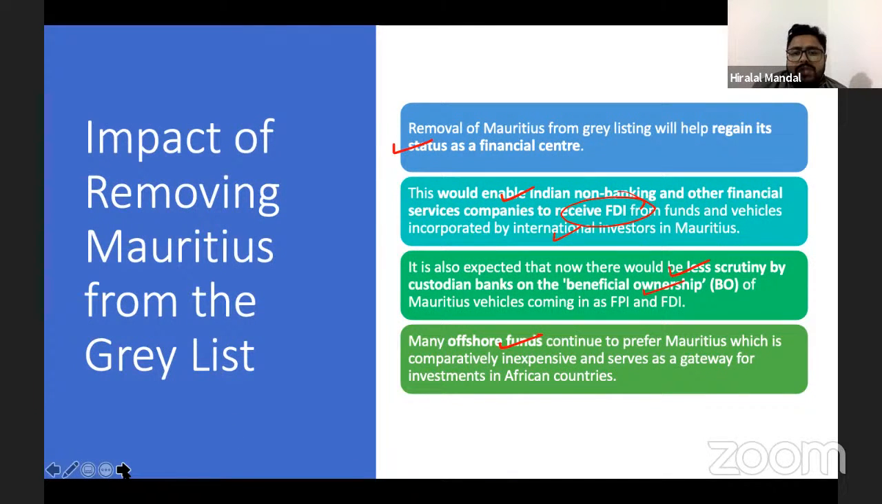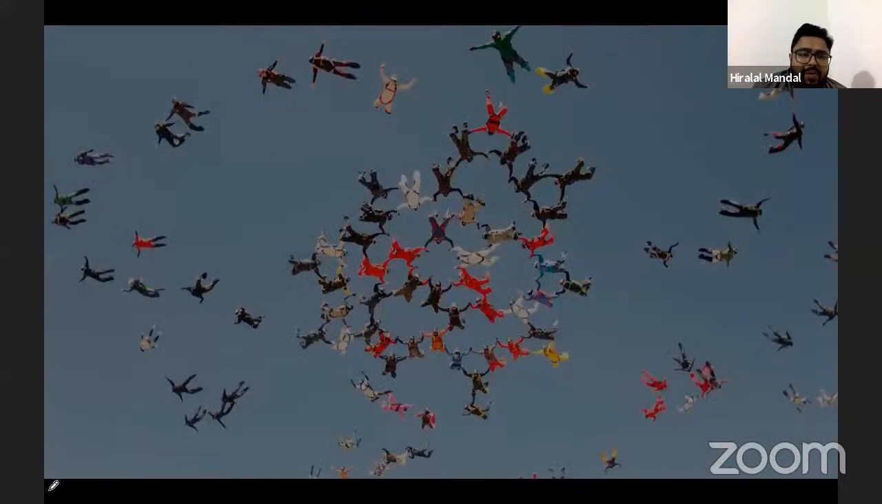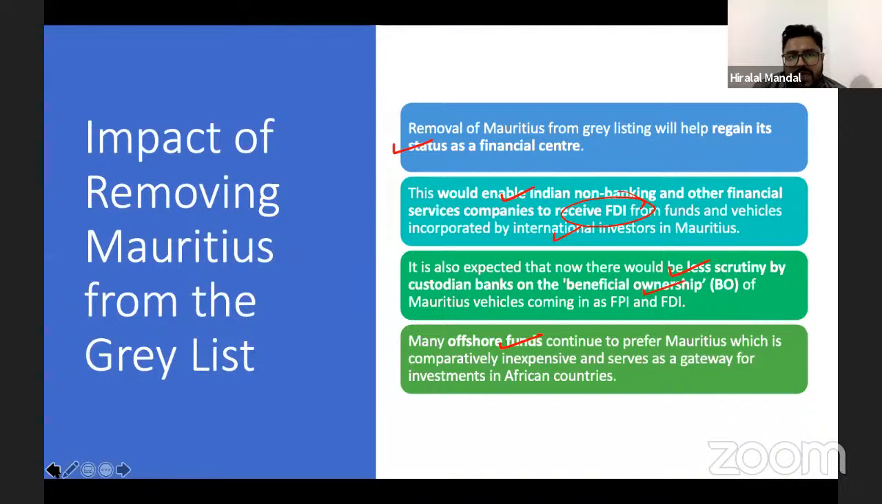So a huge amount of investment can be expected coming from Mauritius. This is how it is going to affect India in the long run. If it has been kept out of the gray list, it will have a positive impact on the financial system of the country.